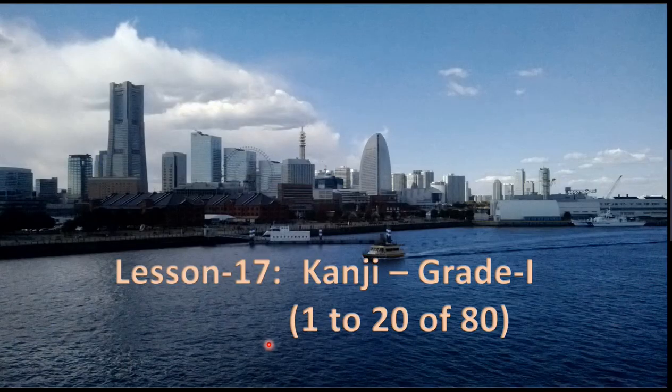So here we start lesson 17, Kanji grade 1, 1 to 20 of 80. As stated in the previous lesson, the Japanese Education Ministry has distributed the 2136 kanji characters across the 12 grades of school education. When we begin with the 80 characters included in grade 1, we shall be covering these 80 characters in the next 4 lessons starting with today's lesson. And today is the first part, that is the first 20 of the 80 kanji characters.